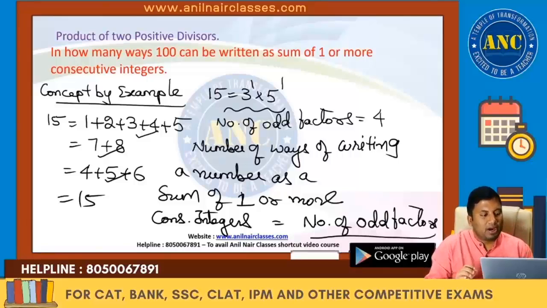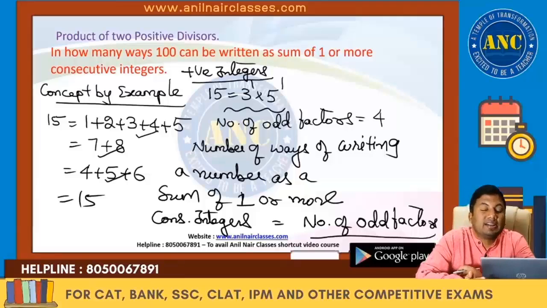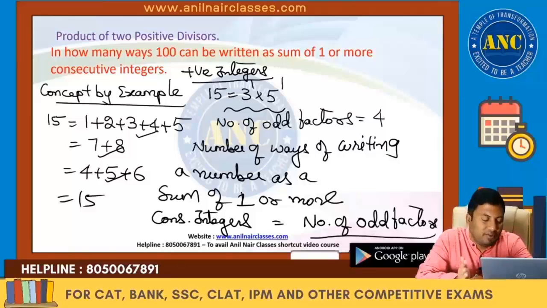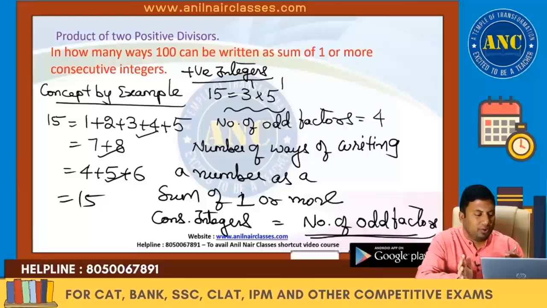Please write down this extremely important point. Number of ways of writing 100. This we are doing for positive integers. Number of ways of writing a number as a sum of one or more positive integers. Then we will do the total number of integers. It is nothing but the number of odd factors. First we will do it for positive integers, then we will come to integers. I hope the concept is clear.